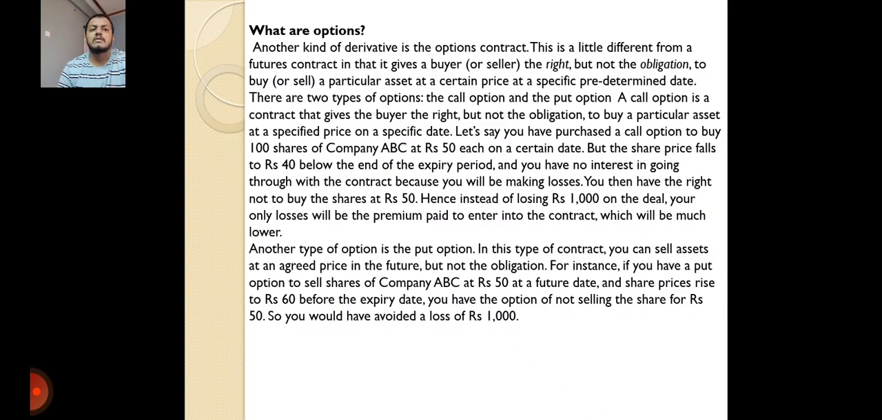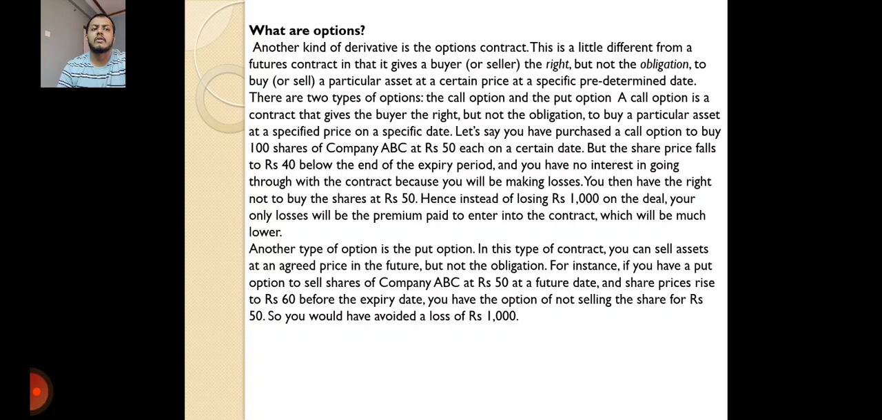Let's say you purchase a call option to buy 100 shares of company APC at rupees 50 each on a certain day, but the share price falls to rupees 40 before the end of the expiry period, and you have no interest in going through with the contract because you would be making losses. You then have the right not to buy the shares at rupees 50, and instead of losing rupees 1000 on the deal, your only loss will be the premium paid to enter into the contract, which will be much lower.